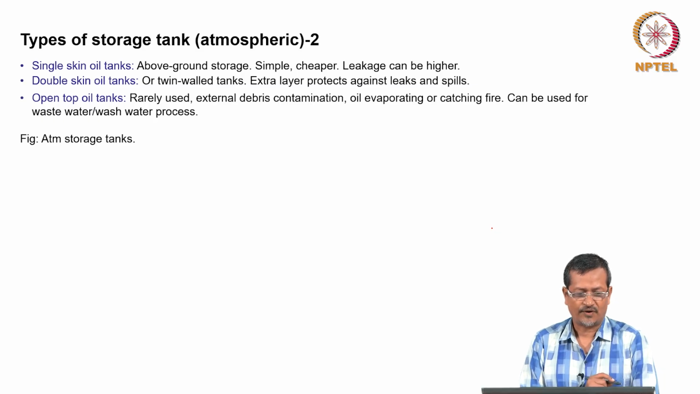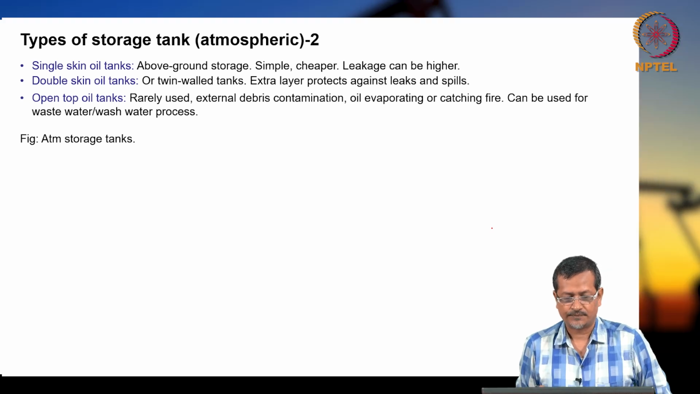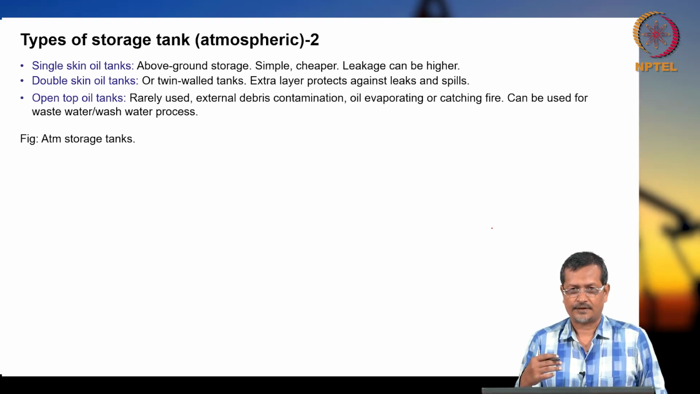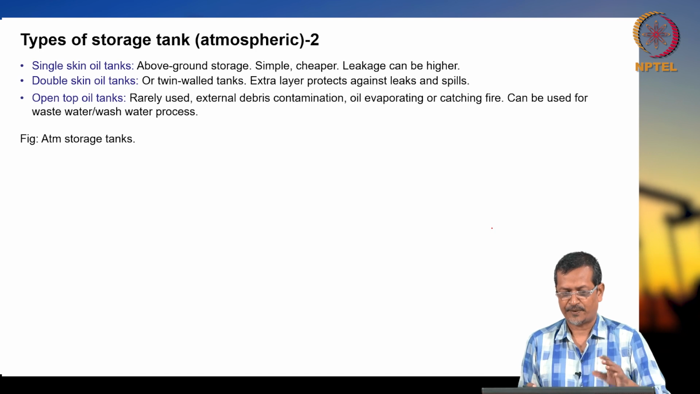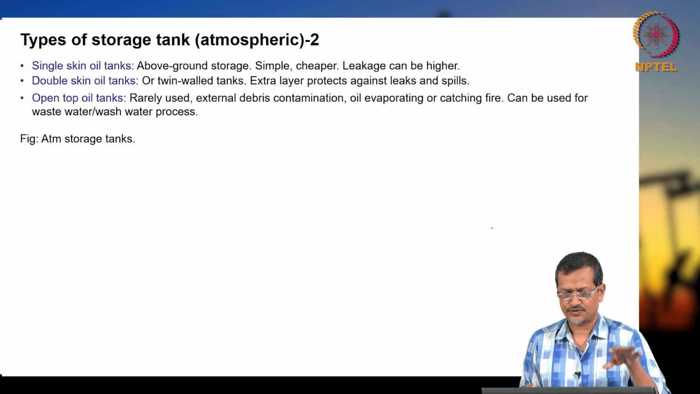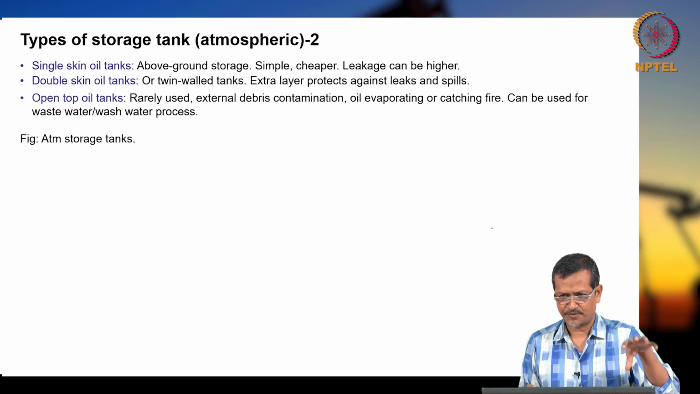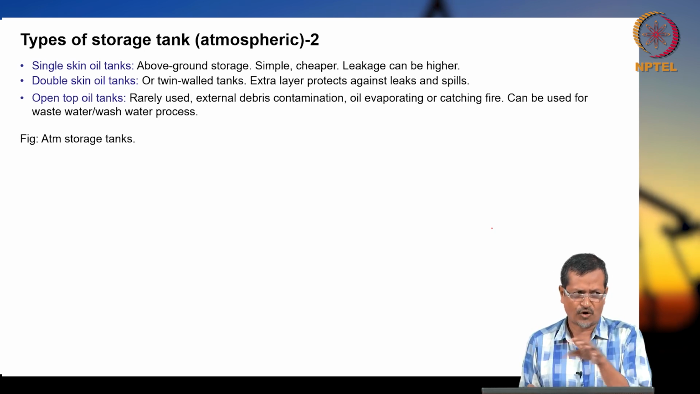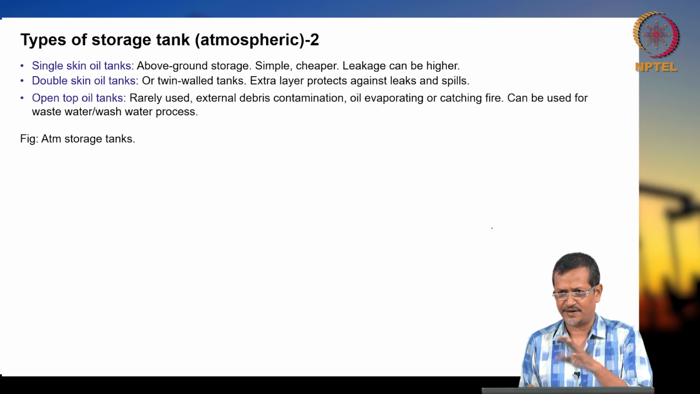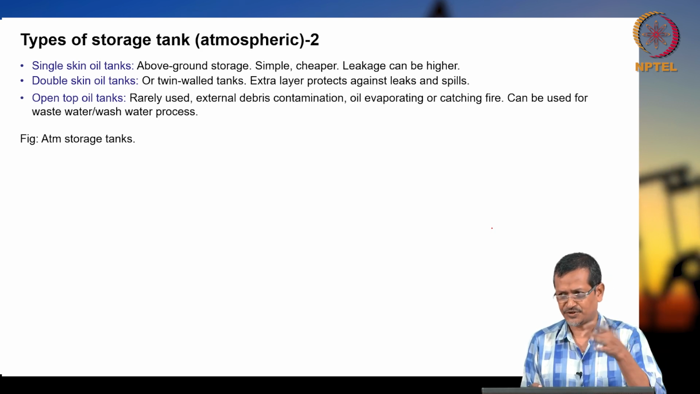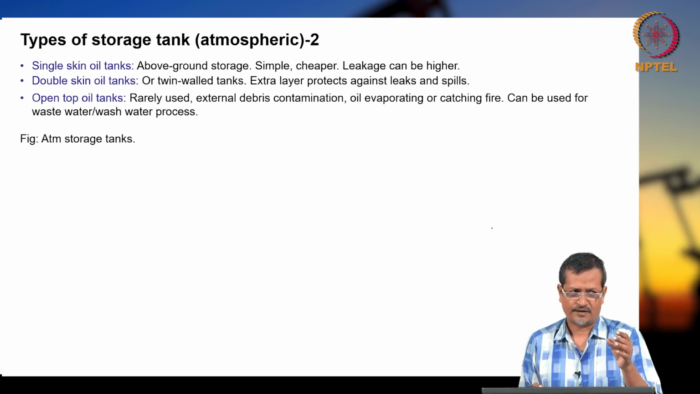So, types of storage tanks. If we apply pressure, that may not be atmospheric, but normally storage tanks should be atmospheric tanks. Atmospheric means the pressure inside the tank and the outside atmospheric pressure will be almost similar. So, there will be no venting normally, okay. But because of temperature change and pressure change, a certain amount of venting will be required.